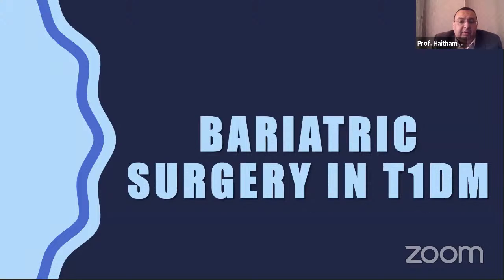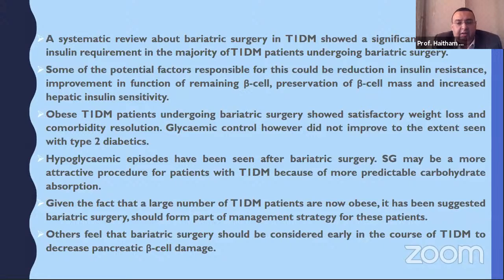Regarding type 1 diabetes, we know that bariatric surgery does not have the same metabolic effect in type 1 diabetics, as there is absolute insulin deficiency. But a systematic review about performing surgery for obesity in type 1 diabetics shows that with bariatric surgery, there is a significant reduction in the requirements of insulin in the majority of these obese type 1 diabetic patients.